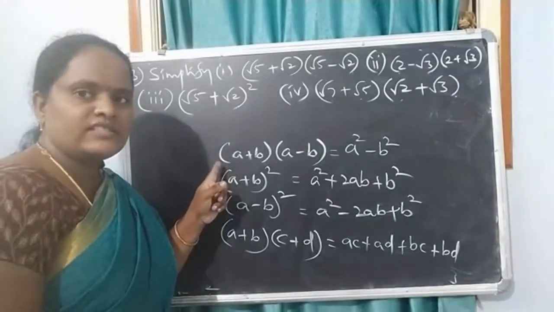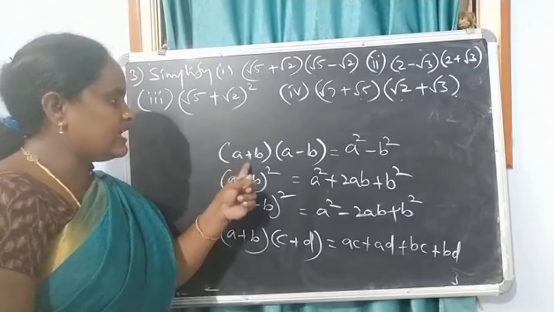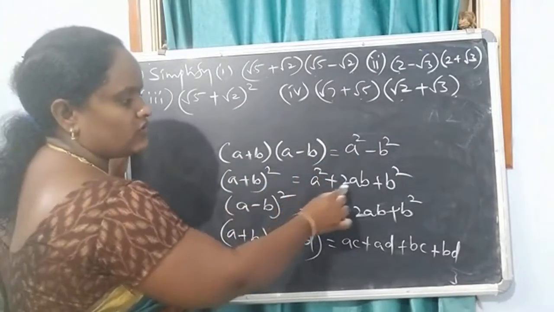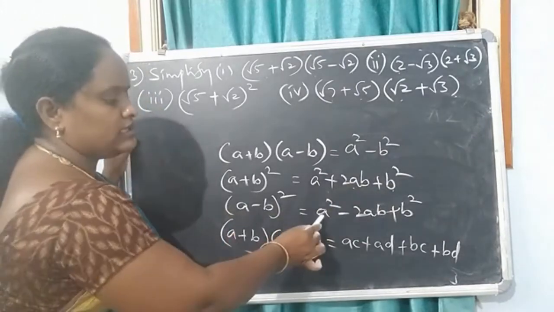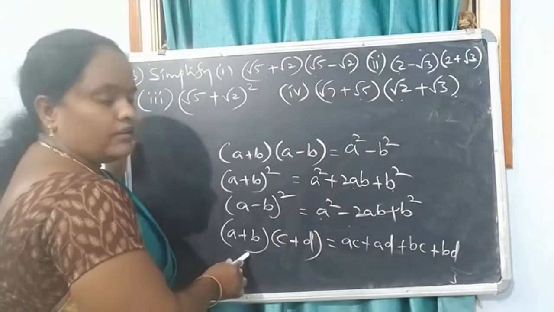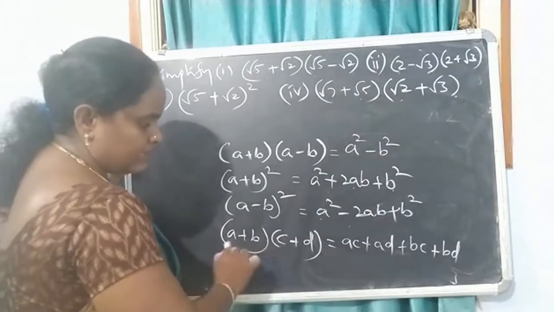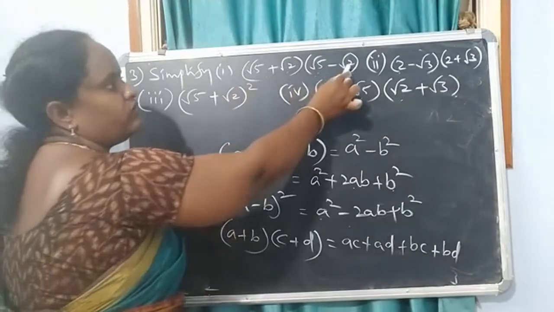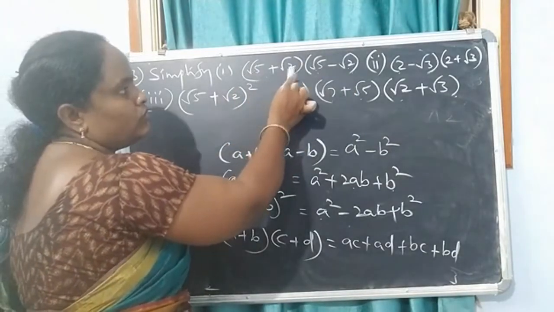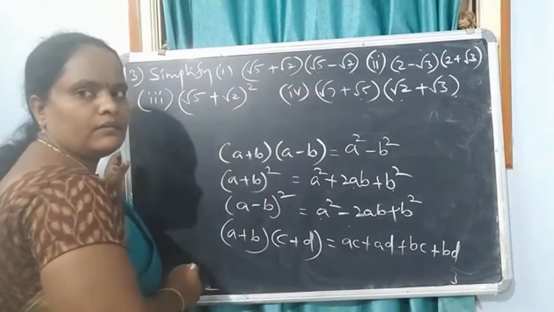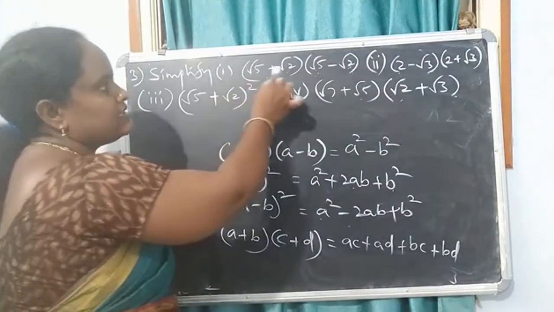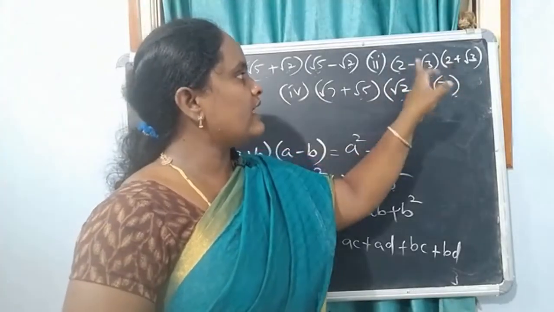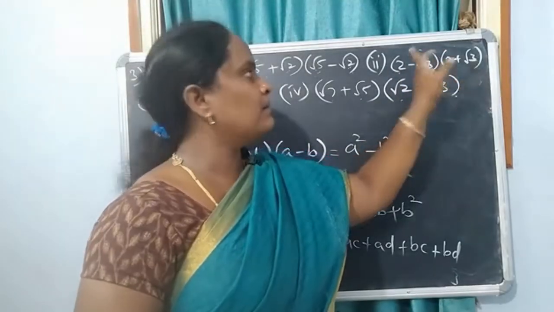We have seen these formulas in algebra: a plus b into a minus b is a square minus b square. A plus b whole square is a square plus 2ab plus b square. A minus b whole square is a square minus 2ab plus b square. A plus b into c plus d is ac plus ad plus bc plus bd. Okay? So here, root 5 plus root 2, root 5 minus root 2: root 5 is a, root 2 is b, with plus and minus only. Signs are different. This is like a plus b, this is like a minus b. So the first formula. 2 and 2 are the same, so this is a. Root 3, root 3, the second numbers are also the same, with plus and minus.